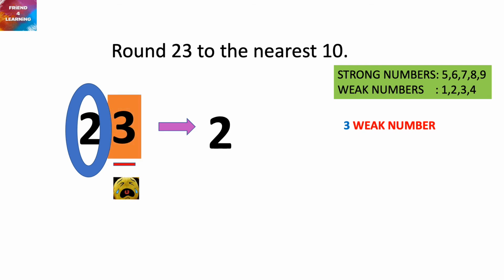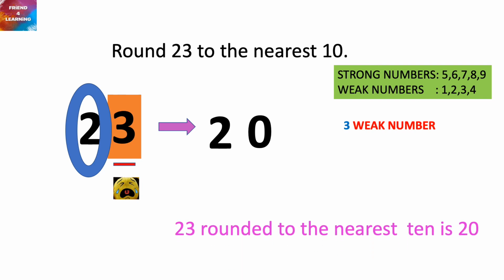It remains 2, and the last digit 3 changes to 0 because it has the least power, and also it should end in tens. So 23 rounded to the nearest 10 is 20.